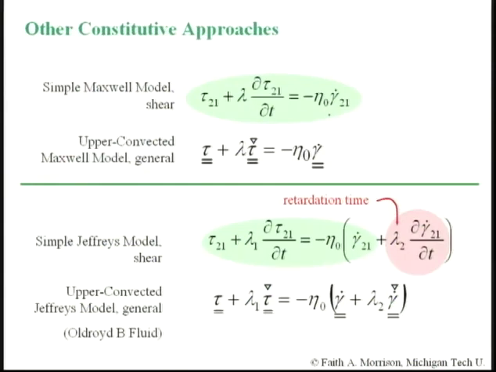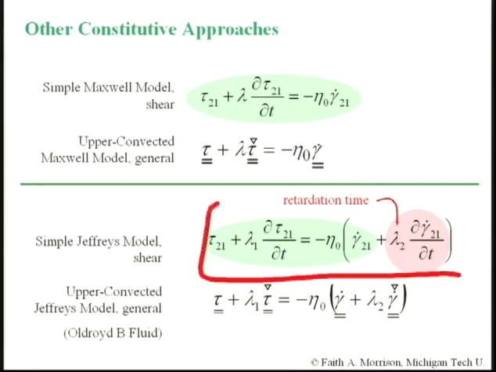So for instance, we could start with a slightly more complicated model. Here's the Maxwell model again, turned into the upper convective Maxwell model. Here's a different model that, if you look at it closely, looks a little bit like the Maxwell model. Here's the same term, here's the same term, and here's the same term. But we've added a time derivative of the rate of deformation term.